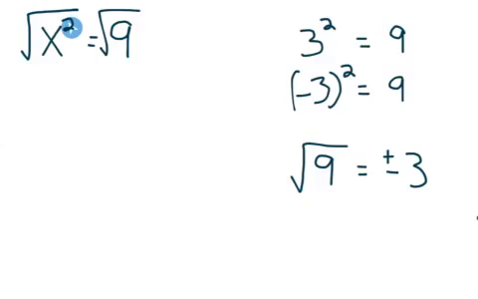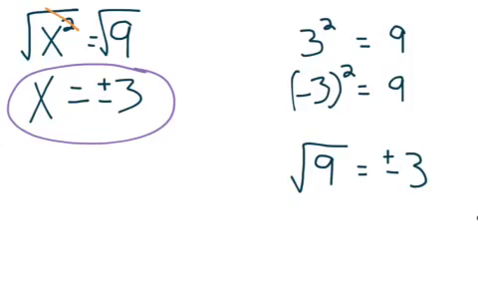Now the square and the square root, they cancel out. And on this side, I'm going to be left with x. I bring down the equal sign. From doing this over here, we should know that the square root of 9 can be plus or minus 3. So in this case, x could be positive 3 or negative 3. So that's my final answer.